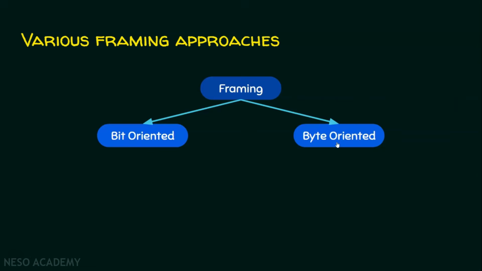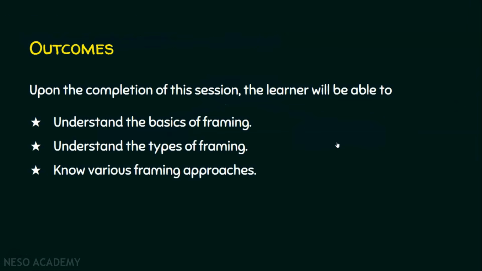And that's it, guys. I hope now you are clear with the basics of framing. You understand the types of framing. We have two types of framing: one is fixed size framing, another is variable size framing. And we know the various framing approaches: the bit-oriented approach and the byte-oriented approach.